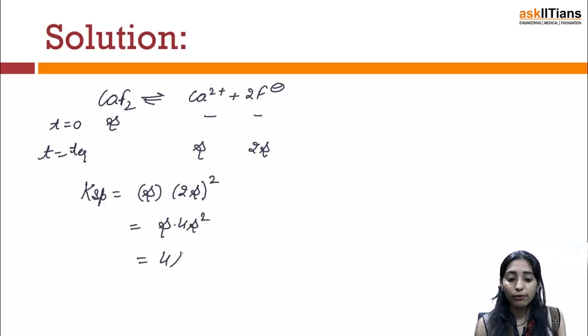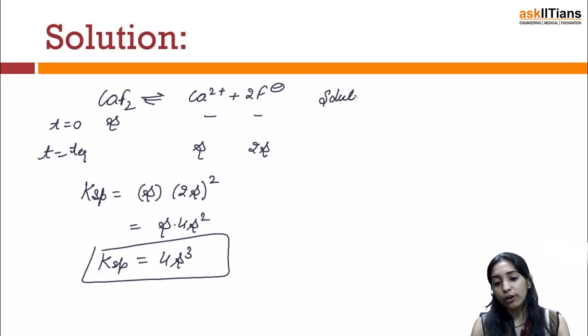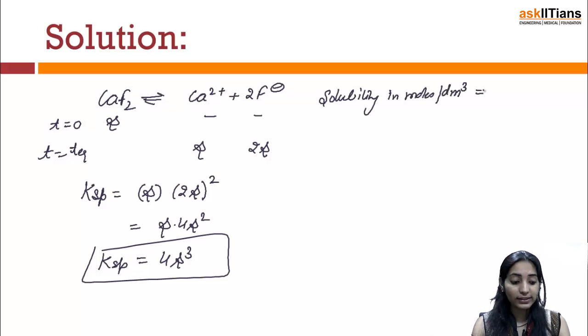So the value will be 4S cube. Now since we have obtained the relationship between the solubility product and solubility, I can say that since the solubility in milligrams per decimeter cube has been given to me, I can convert the solubility to moles per decimeter cube also.